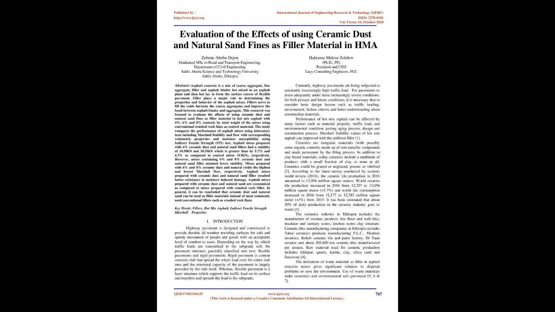Asphalt mixes prepared with ceramic dust and natural sand filler resulted in better resistance to moisture-induced damage. They are also economical as compared to mixes prepared with crushed rock filler. In general, it can be concluded that ceramic dust and natural sand can be used as filler materials instead of the most commonly used conventional fillers such as crushed rock fines. Keywords: fillers, hot mix asphalt, indirect tensile strength, Marshall properties.